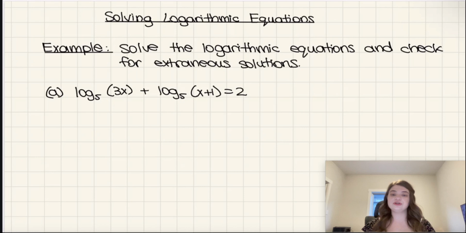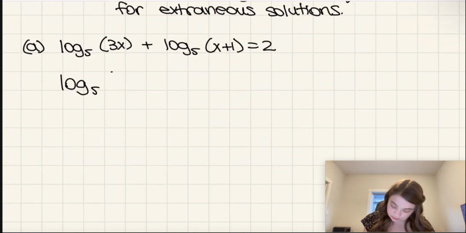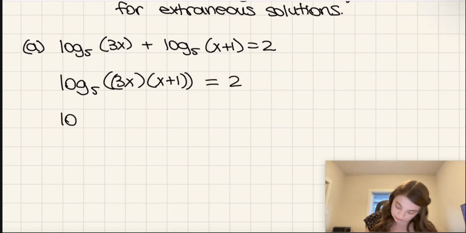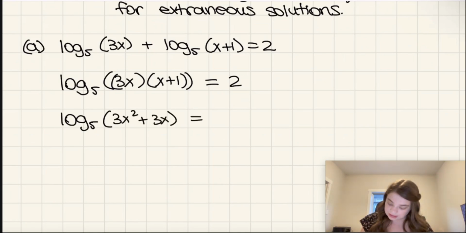Okay, so the first step we want to do here is we are going to combine the different terms that we have on the left. So we're going to end up with logarithm with base 5 of 3x times x plus 1, right? Because recall that when we add two logarithms with the same base, we combine what we're taking the logarithm of by multiplying together, and that's just going to be equal to 2. Therefore, logarithm base 5 of 3x squared plus 3x, if we use the distributive property, is equal to 2.